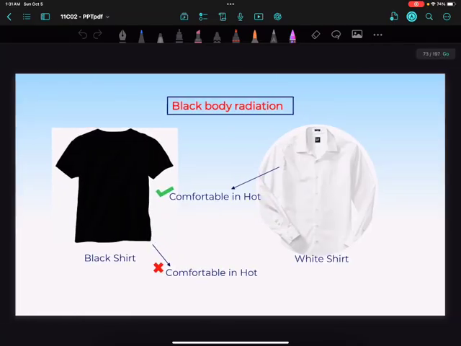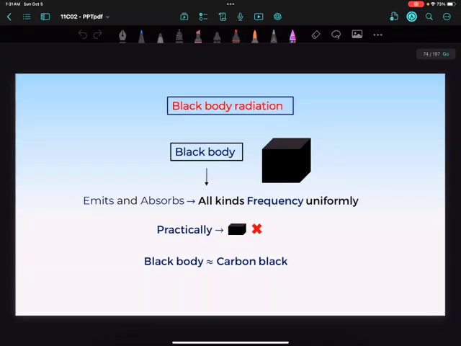Black body radiation, in easier terms, can be understood like this: if we are wearing a black shirt or a black coat, it is not comfortable in heat, because the largest amount of heat radiation is absorbed by the black shirt. But in the case of a white shirt, we don't feel any warmth because it doesn't absorb radiation. So a black body basically emits and absorbs all kinds of frequency uniformly. A black body is nothing but carbon black.